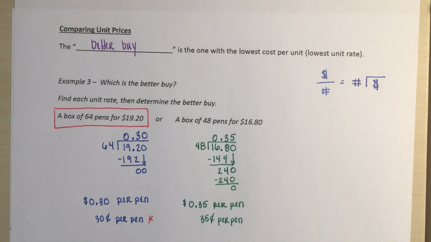Unit rate means long division. After we do our long division, make sure we set it up again with our dollar amounts inside. And then make sure as we're working through these, we compare our final answers in the end, and we pick the cheaper one for our better buy when we're comparing our unit prices.